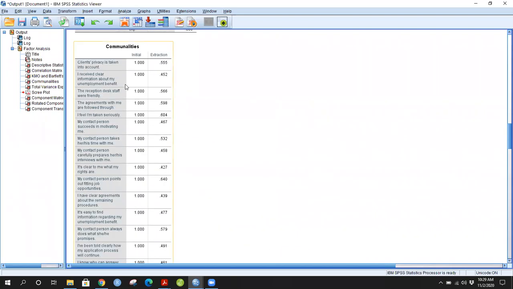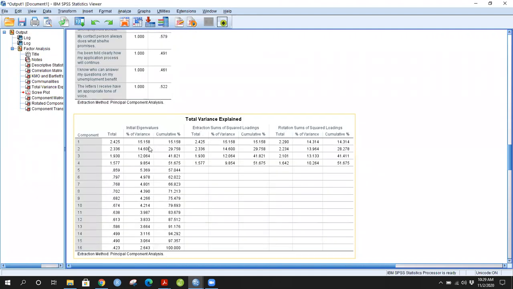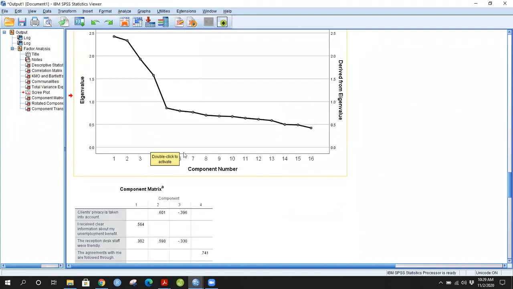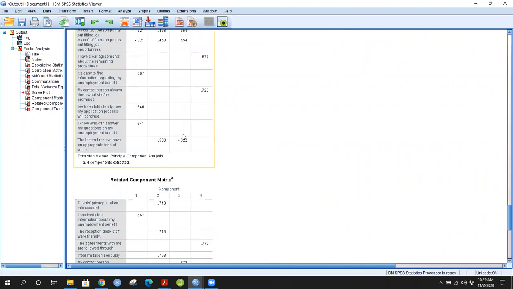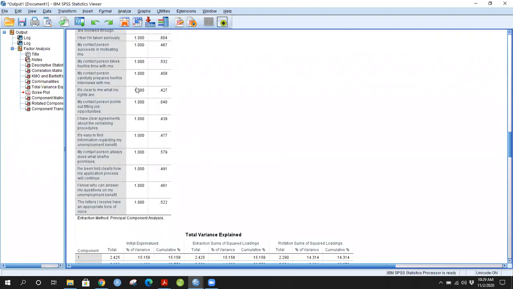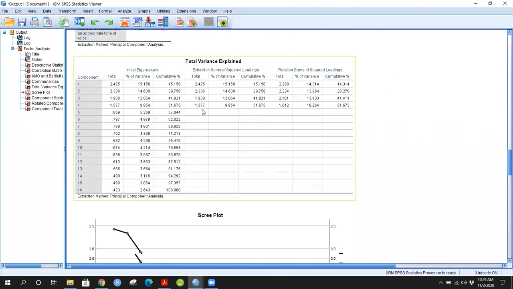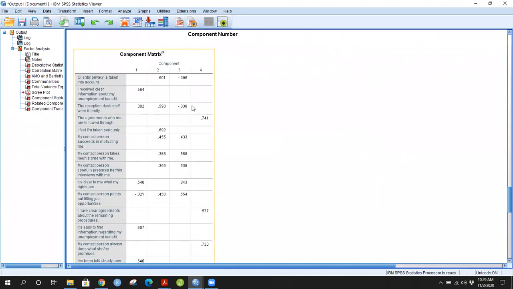Coming on further, we have communalities, which I'll be revisiting later. This table also I'll revisit later. So will the scree plot. First, we look at the component matrix, then the rotated component matrix, and then communalities, then total variance explained, and then scree plot. Talking about the component matrix, this matrix gives us the factor loadings which tell us how each of the variables or items contribute in getting at that particular component.